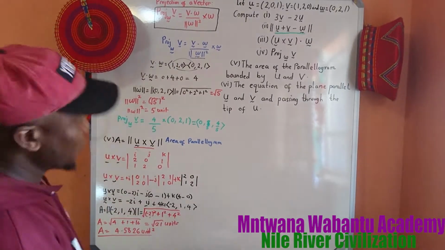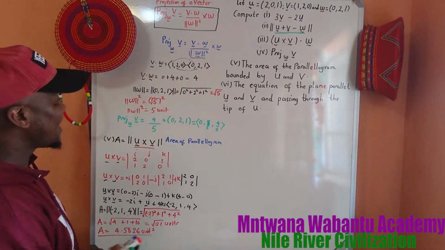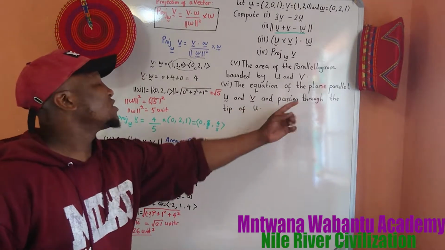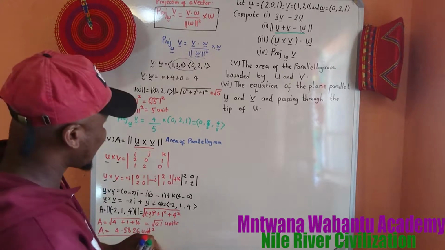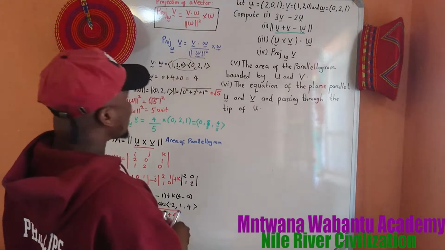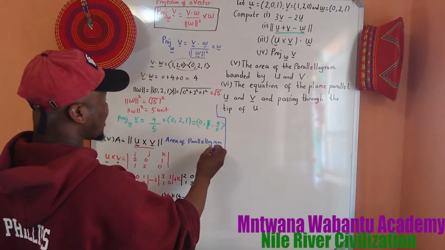Okay, so now the last question says: find the equation of a plane parallel to u and v and passing through the tip of u. So this is easy. The equation of a plane.